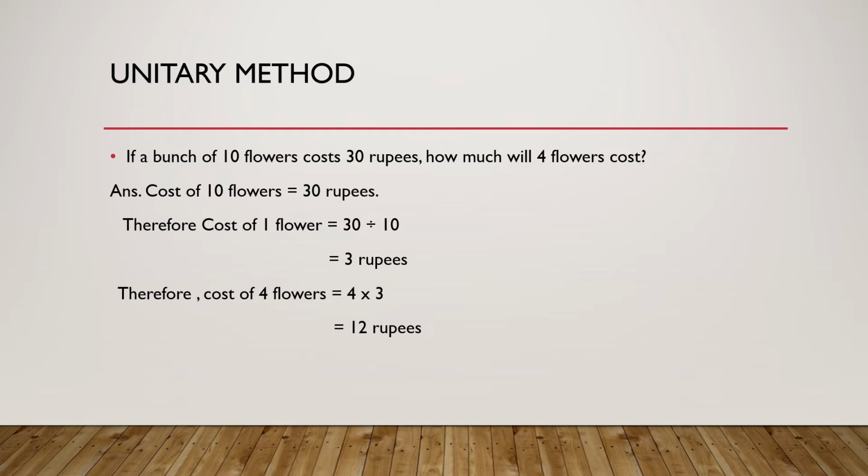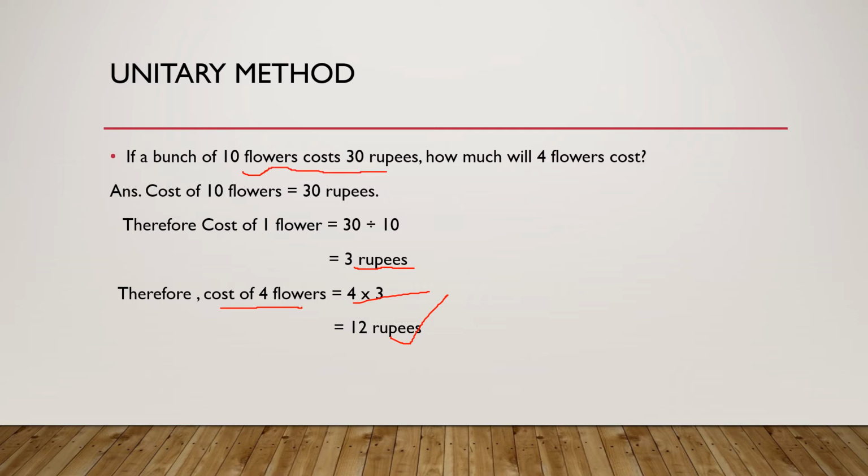Which we get as 3 rupees, because 10 threes are 30. Now we have got the cost of one flower, which is 3 rupees. So what will be the cost of 4 flowers? It will be 4 into 3, which gives us 12 rupees. So the cost of 4 flowers is 12 rupees, found with the help of the cost of 10 flowers being 30 rupees.